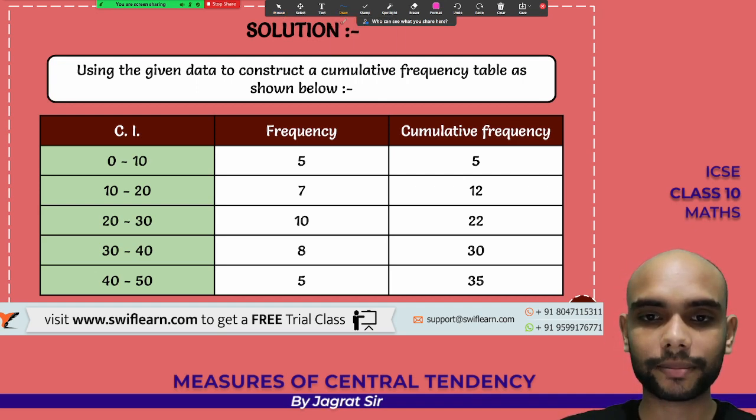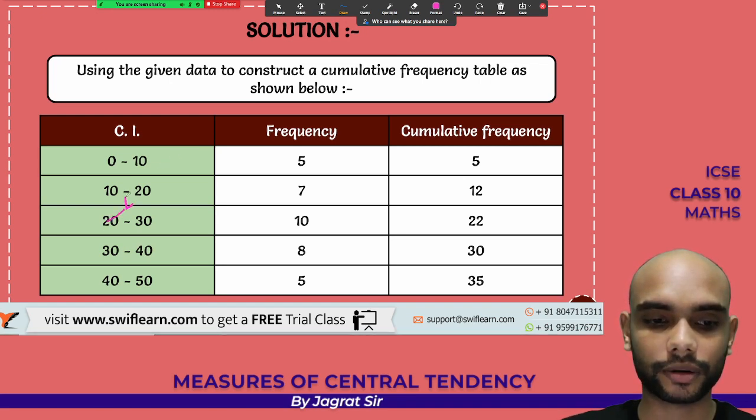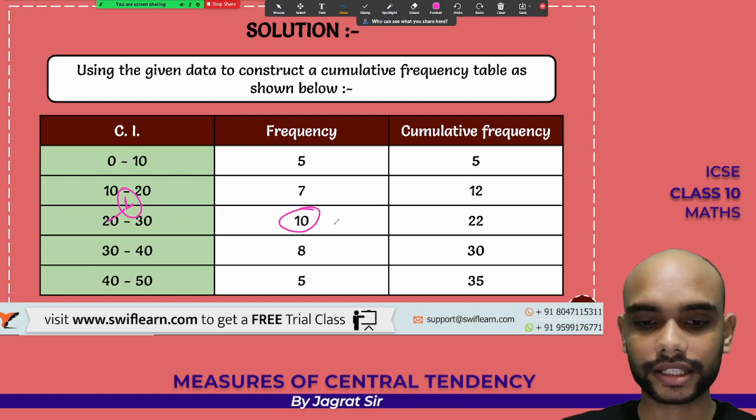So those people whom I explained the previous question, what will they say? This will be the lower class, beta, if you are using the formula. This is the lower limit. Okay, now this is the frequency and this is the CF. And what is n by 2? N by 2 is 18. And what is h? H is the difference between them.